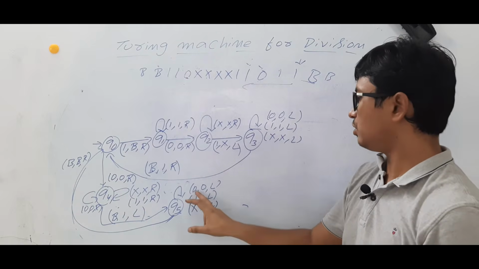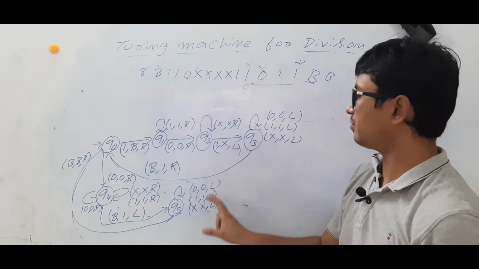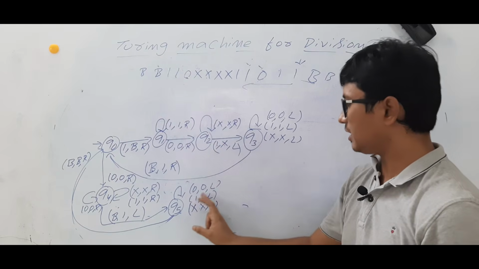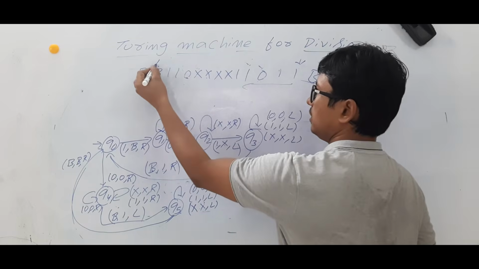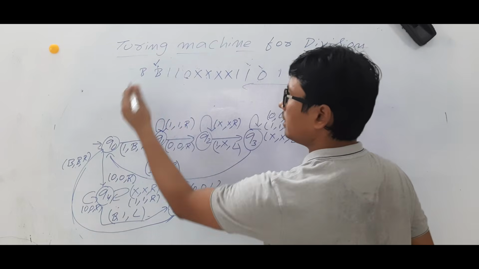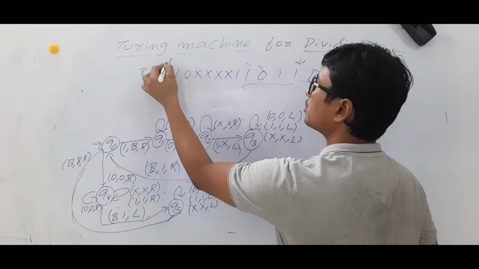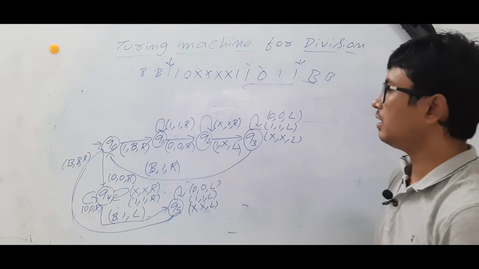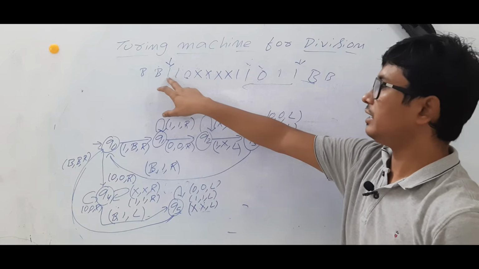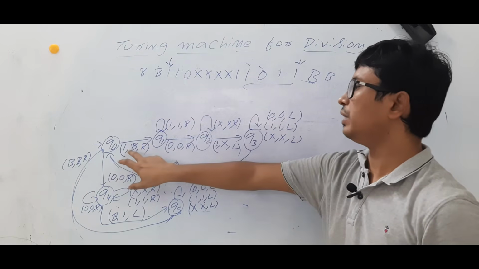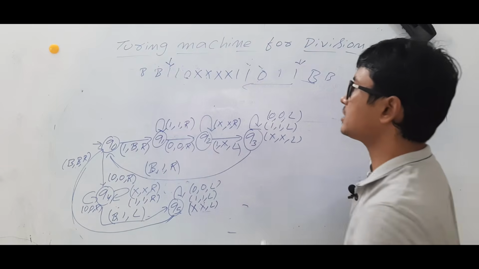Again you will get a 0, make it as 0, move to the left. Again you will get a 1, make it as 1, move to the left. Finally you will reach the blank. If I get a blank, make it as a blank, move to the right. Are you able to understand? Now if you see that, again I got the 1 here. So Q1 on 1, I will make it as a blank.